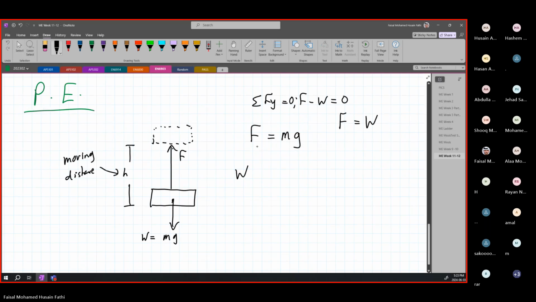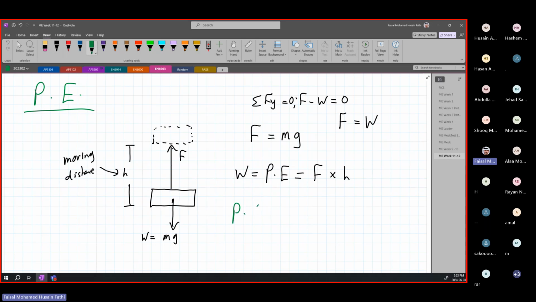Work done, or in this case, potential energy, is going to be equal to the force times the moving distance, which in this case is h. That's why we can say our potential energy equation is the force, which is mg, times h. Again, the derivation is not important.